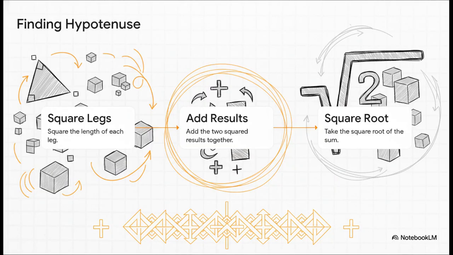Finding that hypotenuse is a super logical three-step process. First, you square the length of each leg. Second, add those two results together. And third, just take the square root of that sum to find your total distance. It is elegant, it's repeatable, and honestly, it works every single time.